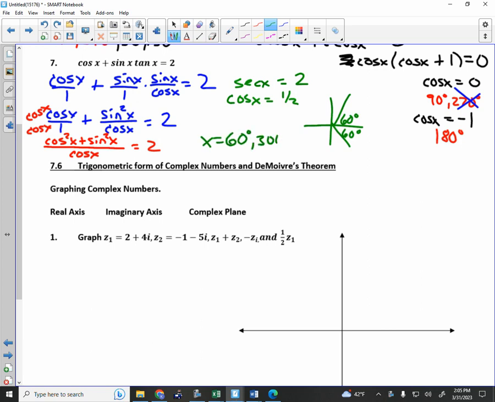60 and 300. So just quick question. We don't have to check it since we didn't square it? Very good. Yep, you didn't change the degree.